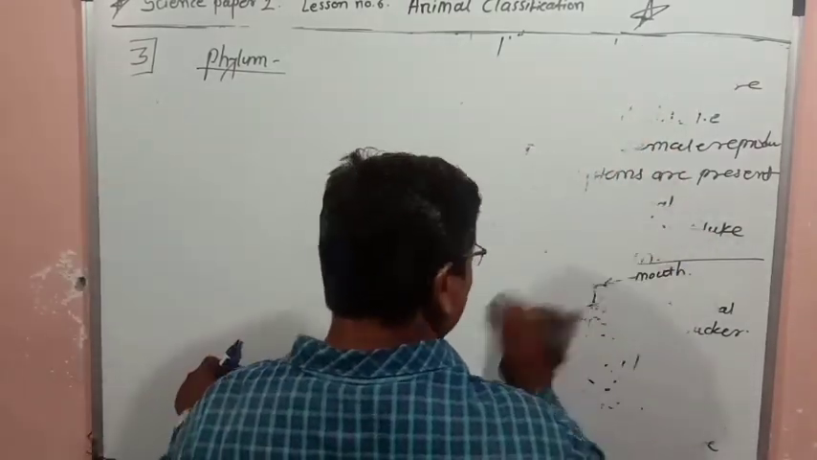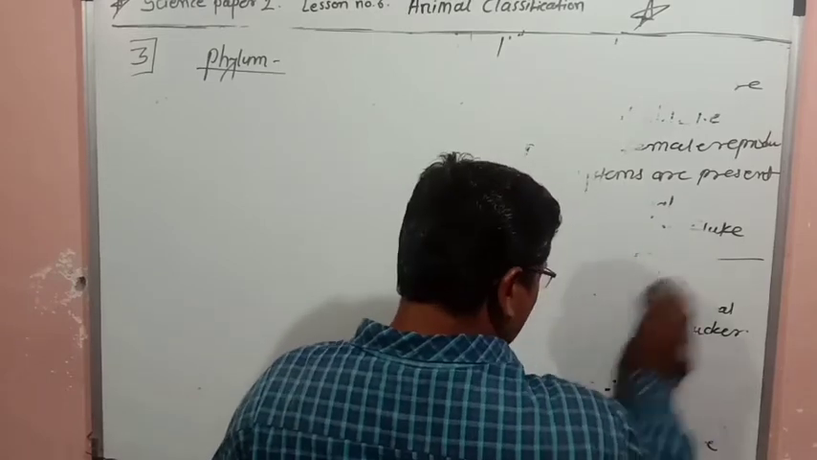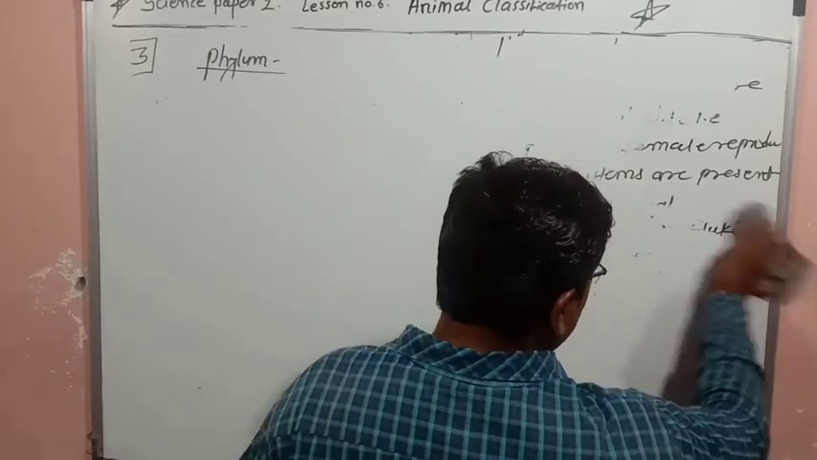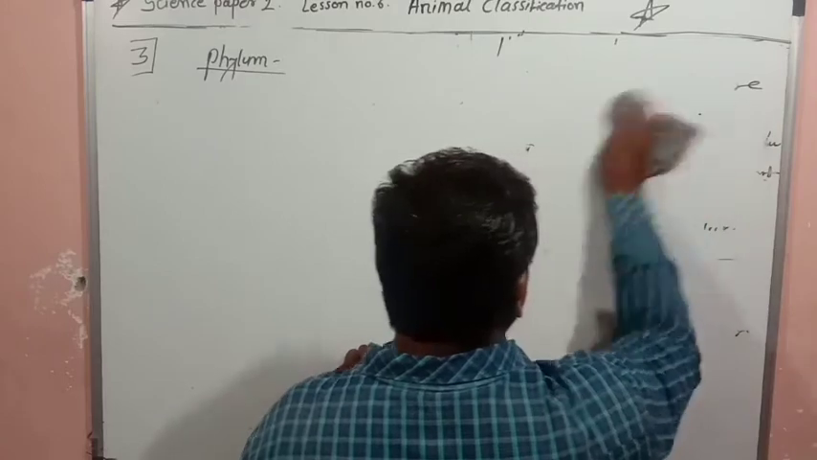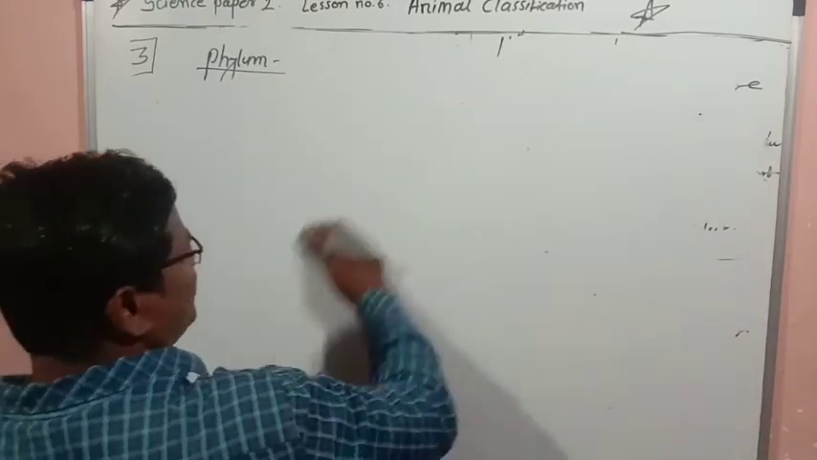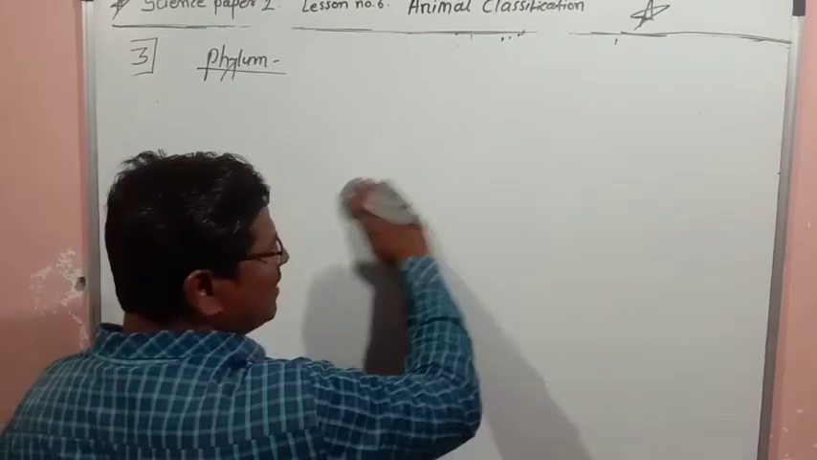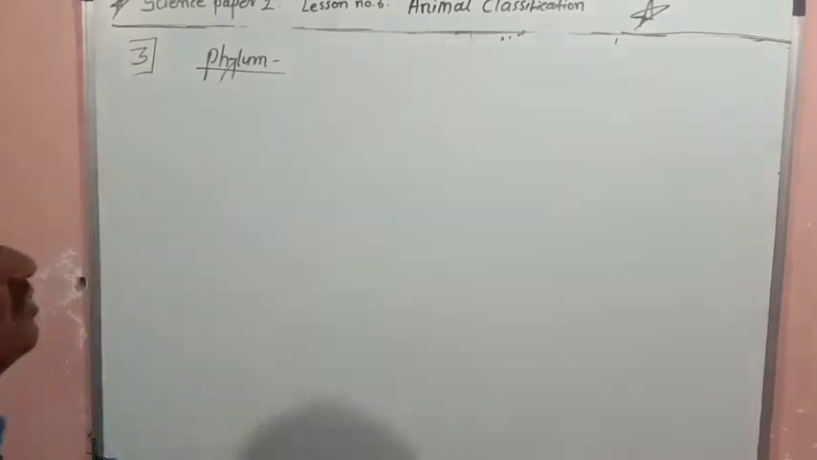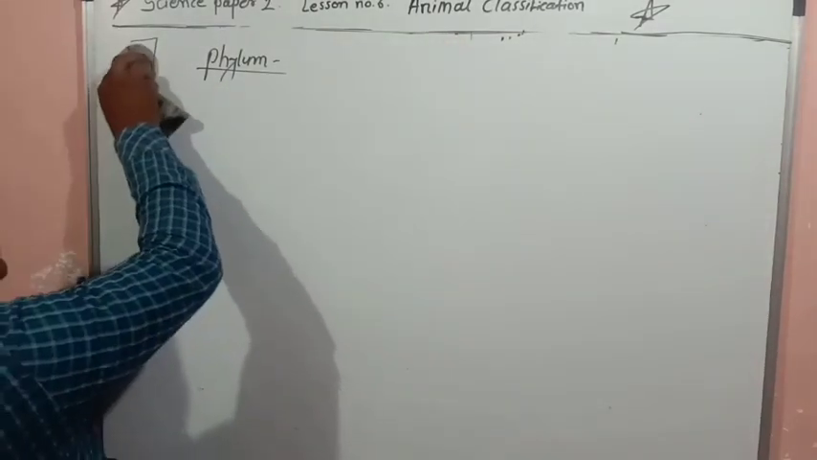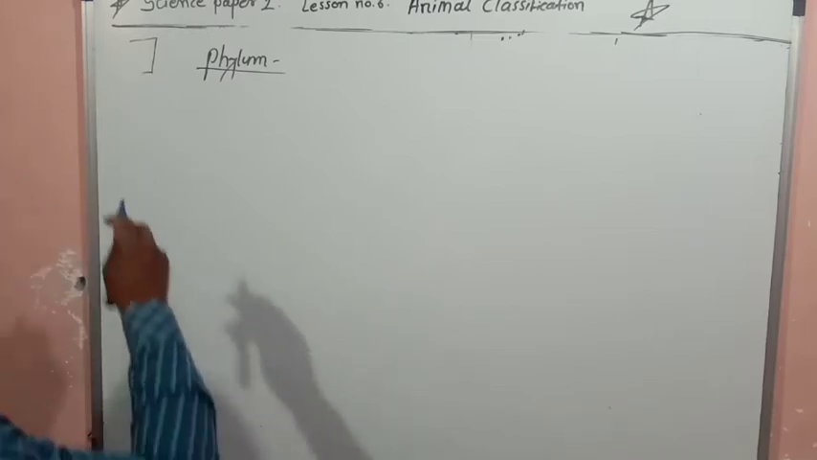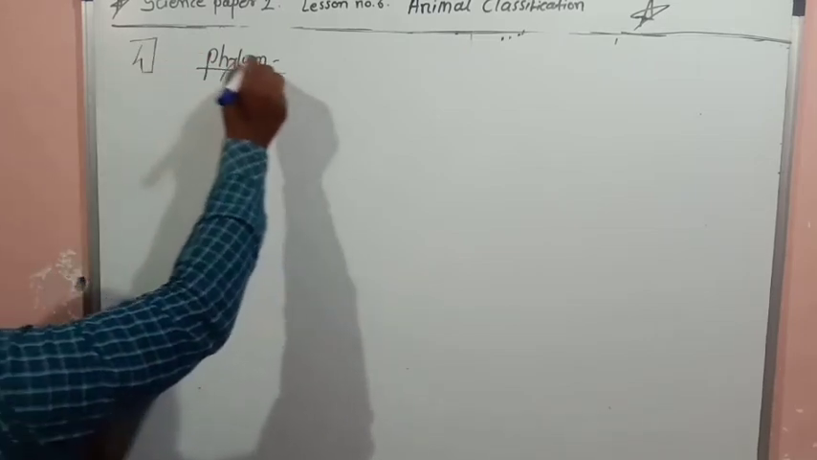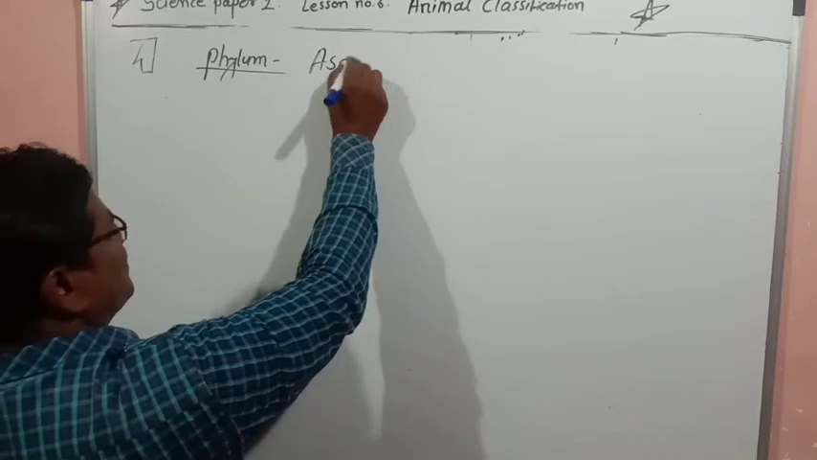You have to remember, till now 3 phyla we have studied. First is Porifera, second is Cnidaria, third we have studied is Platyhelminthes. Now the fourth one we are going to study is Aschelminthes.